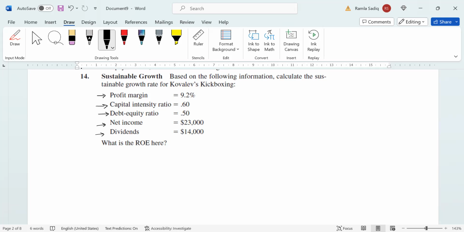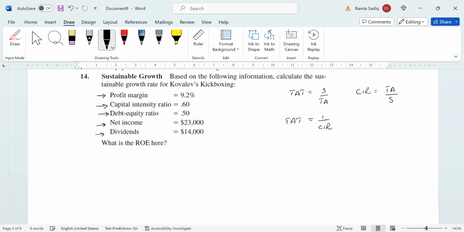First and foremost, the total asset turnover is the inverse of the capital intensity ratio. Just to recall, total asset turnover is calculated as sales over total assets, whereas capital intensity ratio is calculated as total assets over sales. So it's safe to say that the capital intensity ratio and the total asset turnover are inverses of one another. That means that we can write this out as 1 over capital intensity ratio.